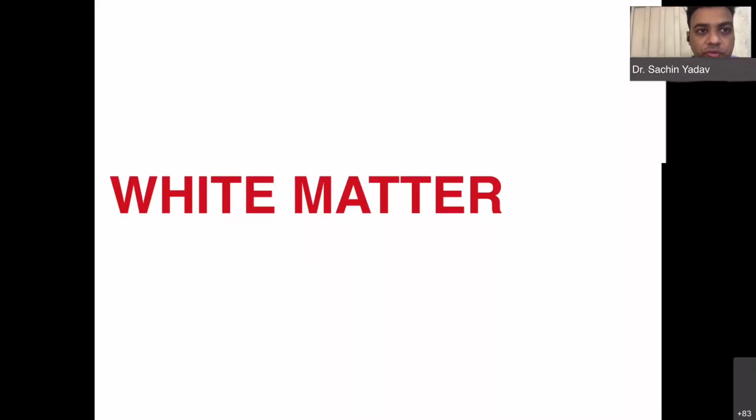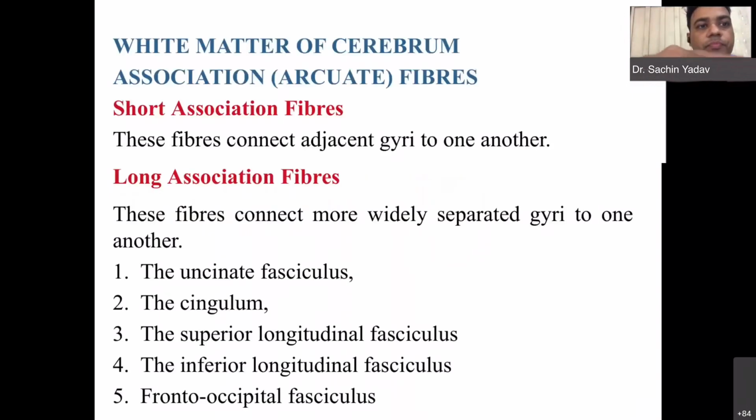Axonal fibers. The axons, the nerve fibers coming out from the neurons, carrying the nerve impulses away from the neuron body, the nerve cell body, right? So, the white matter of the cerebrum. It consists of three parts or three types.